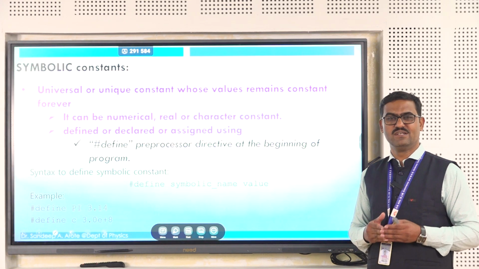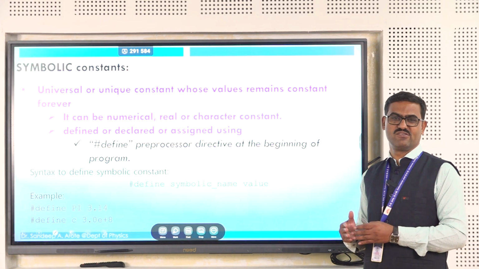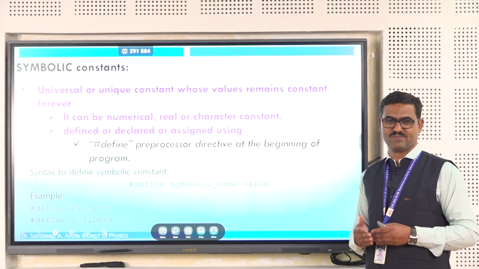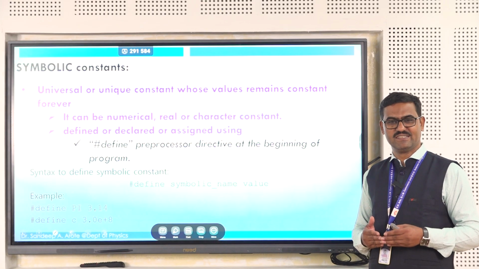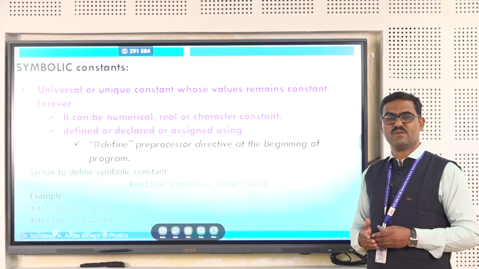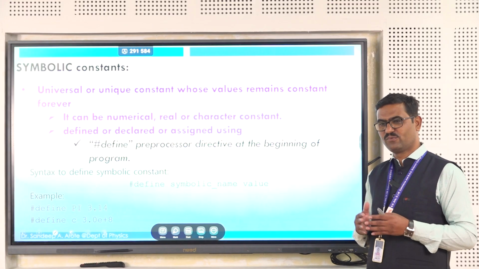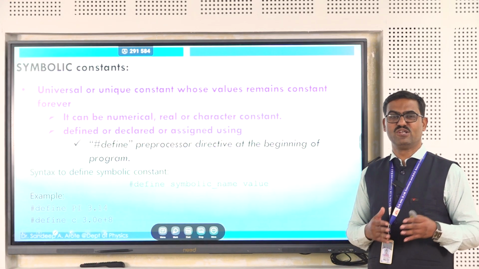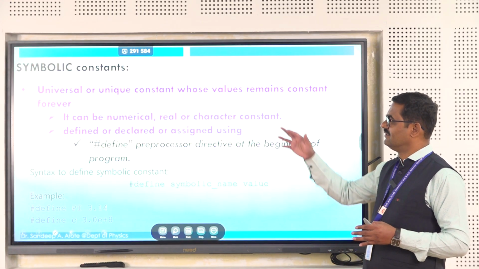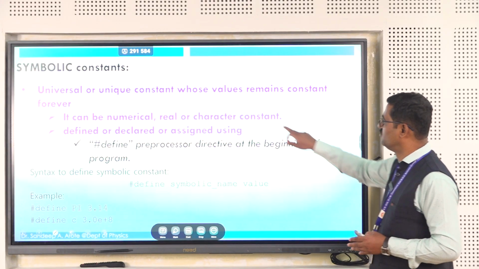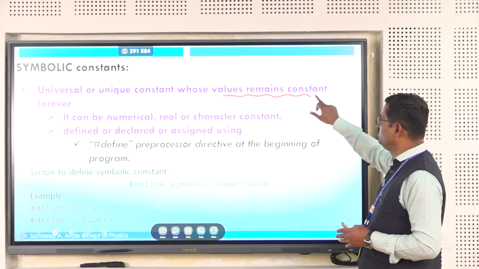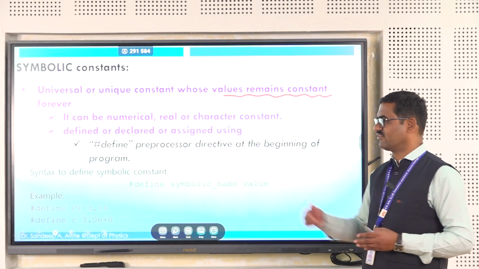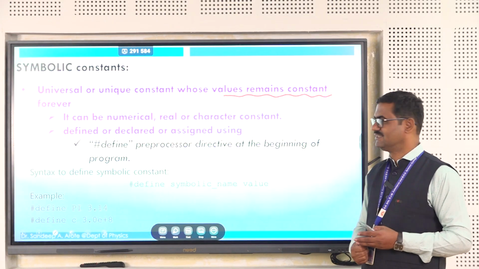if you are executing a program to solve problems in physics or chemistry or any other science subject. For example, velocity of sound is 3 into 10 to the power 8 meter per second, the value of pi in mathematics is 3.14. So, for that purpose, C programming has a provision, and such a value you can define as a symbolic constant. A universal constant or unique constant whose value the user wants to remain constant forever. Forever means during execution of the whole program, then you can define such values as a symbolic constant.